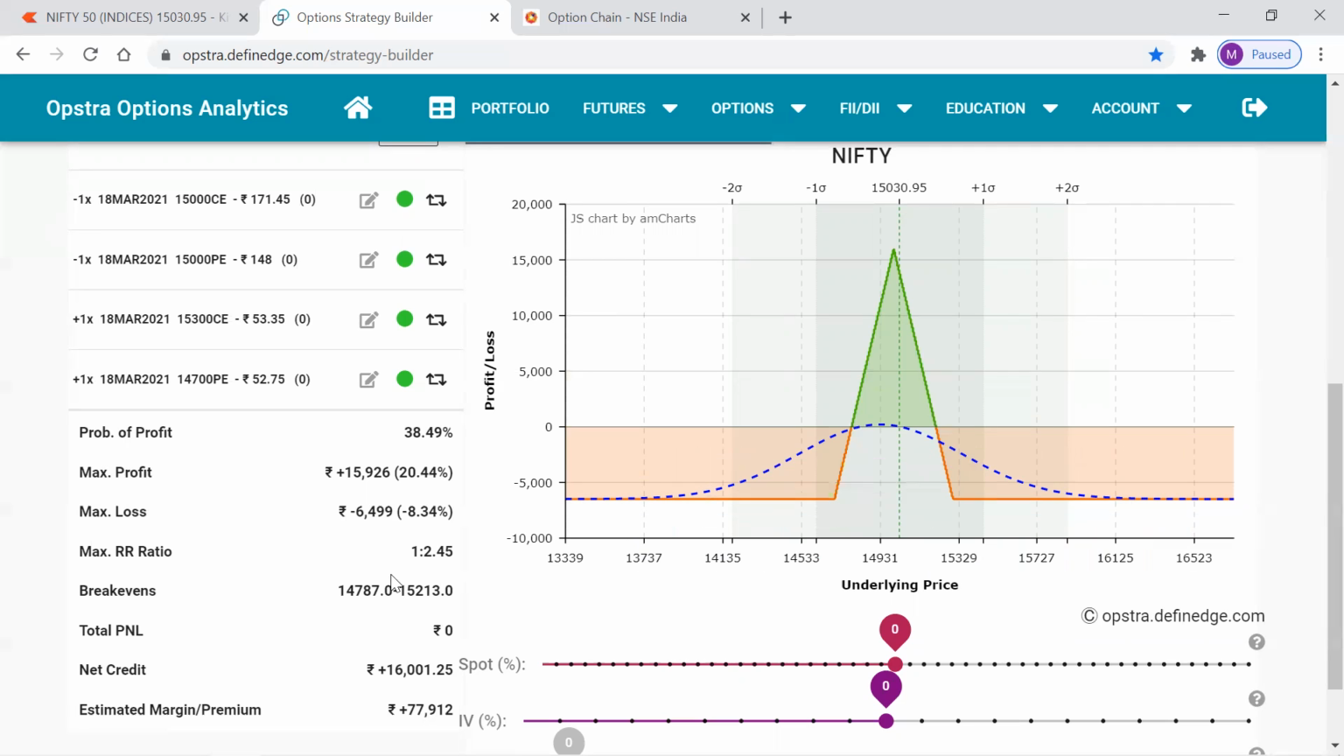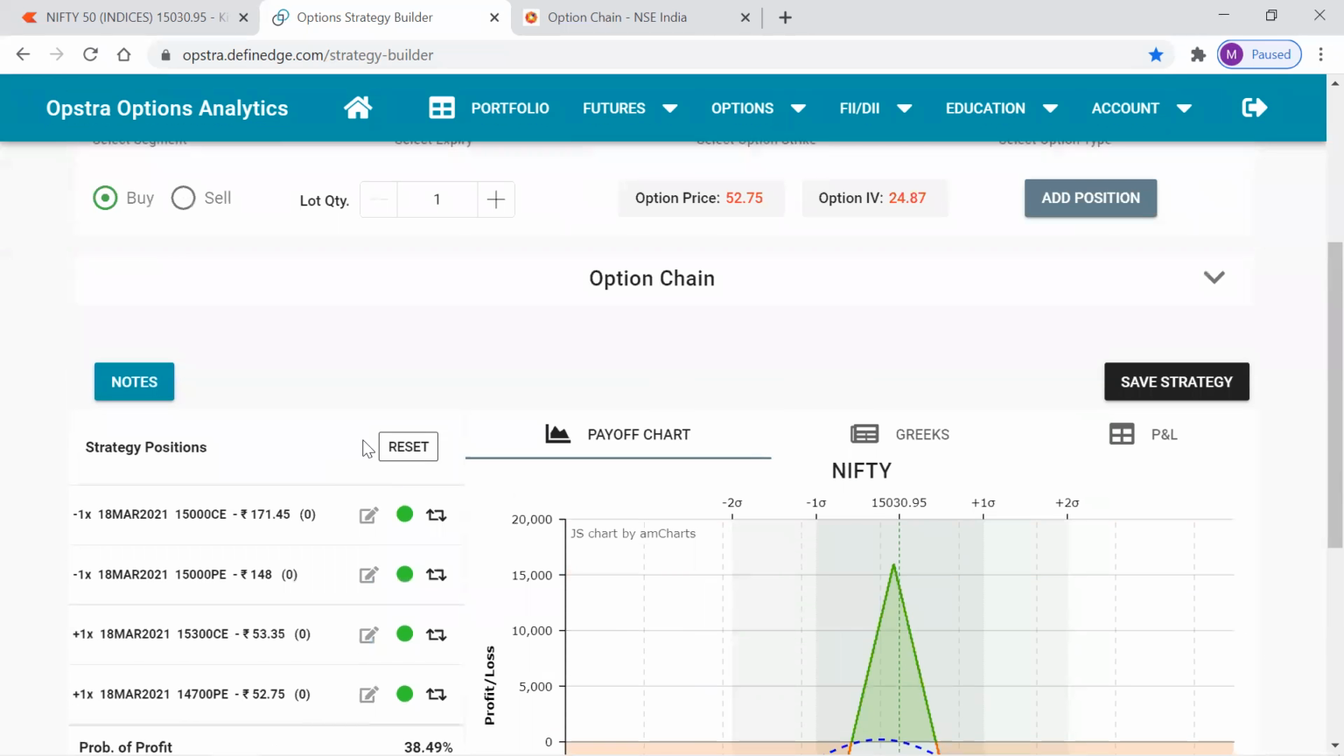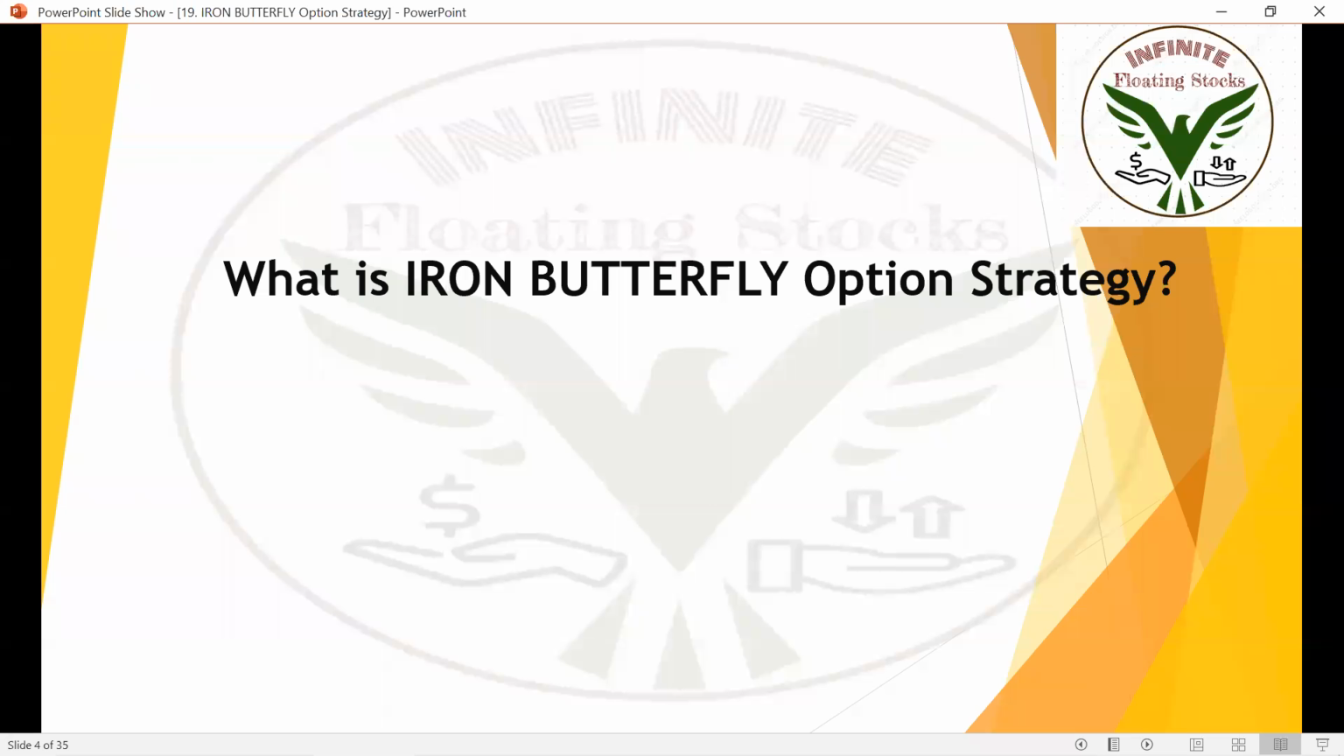Which is a very good strategy. Look at the risk reward ratio. You'll be losing only 6,000 rupees if your view goes wrong. But if your view goes right, look at the profit potential. It's 15,000. So that's the logic involved in the strategy. The risk reward ratio is very good and it's very simple to implement. And this strategy is an extension to short straddle option strategy. So don't worry, I'll be showing you how to implement it again after some time. So let's go through slides and the definition of iron butterfly option strategy.